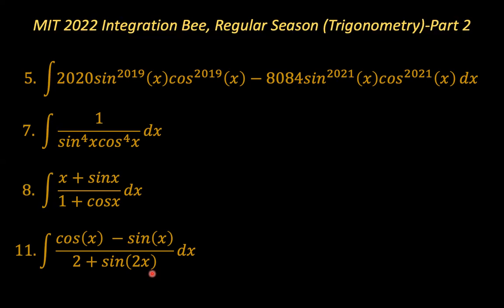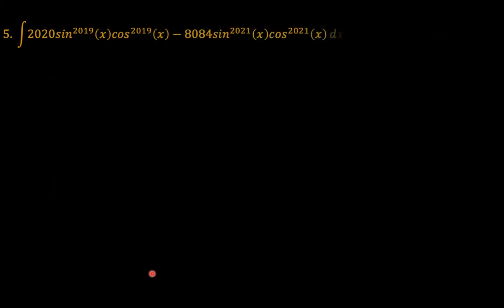So I'm going to jump into the solutions. Problem number 5, which really looks complicated, is the integration of 2020 times sine to the power 2019x times cosine to the power 2019x minus 8084 sine to the power 2021x times cosine to the power 2021x. I'd like to look at the integrand a little bit closer, and then see how we can simplify it and make it visibly an integratable construct.